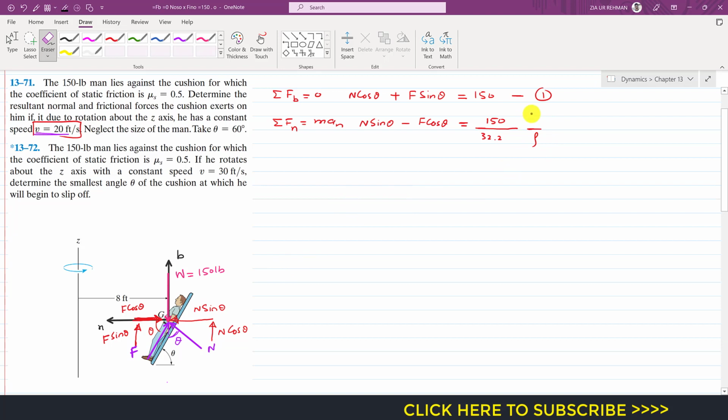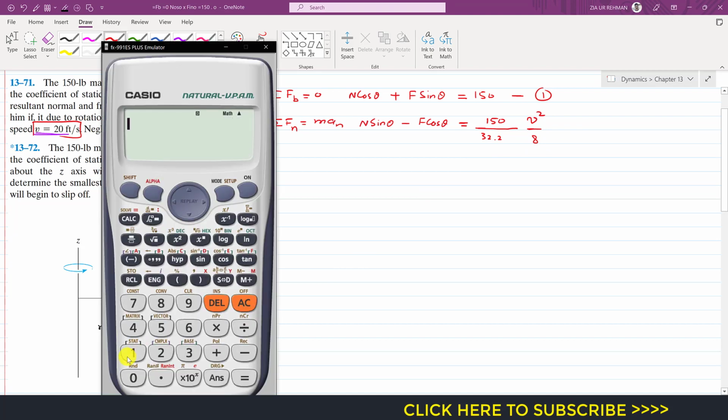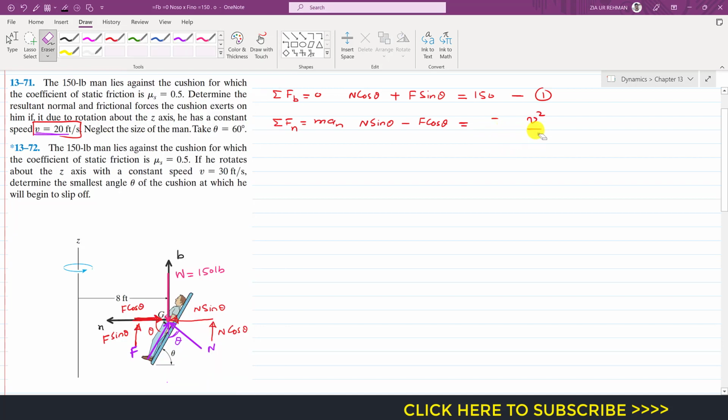Let's say that we find the generalized equation, since we will be using these two equations for the second problem as well. So this is v square, and the radius remains constant, so that is 8 feet. So we can simplify this. This is 150 divided by 32.2, 150 divided by 32.2 multiplied by 8. So this is 0.582, so 0.582 v square. This is equation 2.